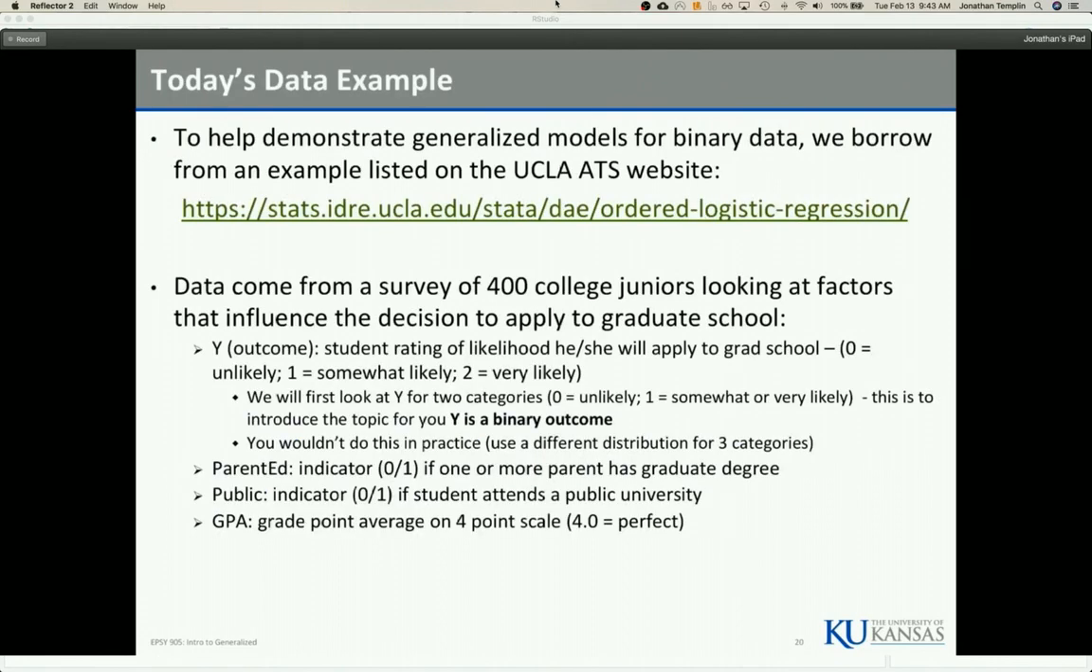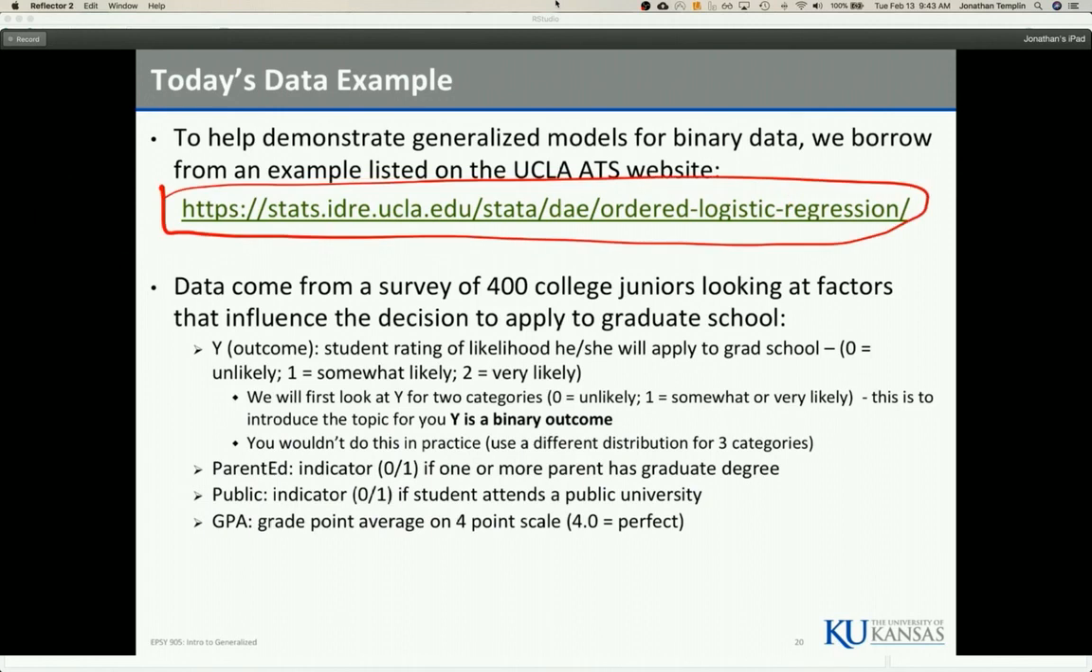Enough of this theory stuff. Today's example comes from a website at UCLA. It's an example data set where we had 400 college juniors looking at factors that influence their decision to apply to a graduate school. The outcome in the data set is a student rating of whether he or she will apply to a graduate school on 3 different numbers. If they gave a 0, they said they were unlikely to apply. A 1 would represent somewhat likely to apply, and a 2 would represent very likely.